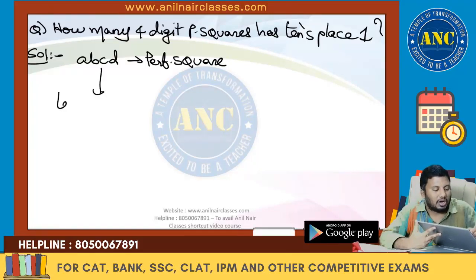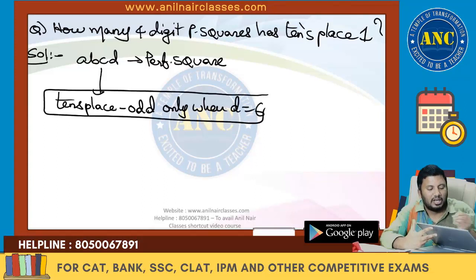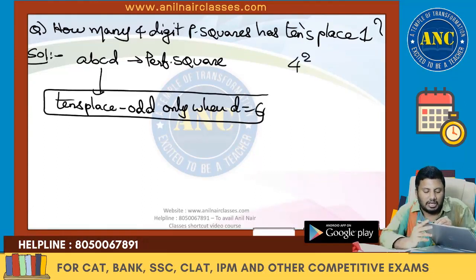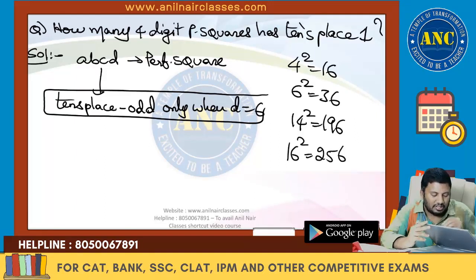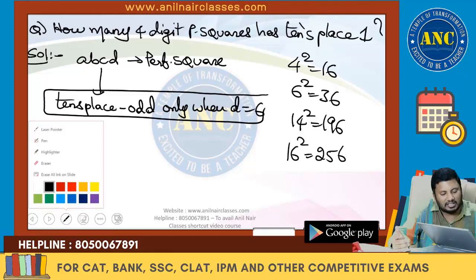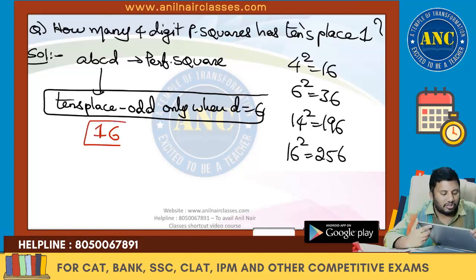The tens place is odd. Already we discussed it. The tens place is odd only when D is 6. Only when D is 6, the tens place will be odd. 4 square is 16. 6 square is 36. 14 square is 196. 16 square is 256. Only when the units place is 6, the tens place will be odd. So the units place is 6. The tens place is 1. So this is nothing but 16.